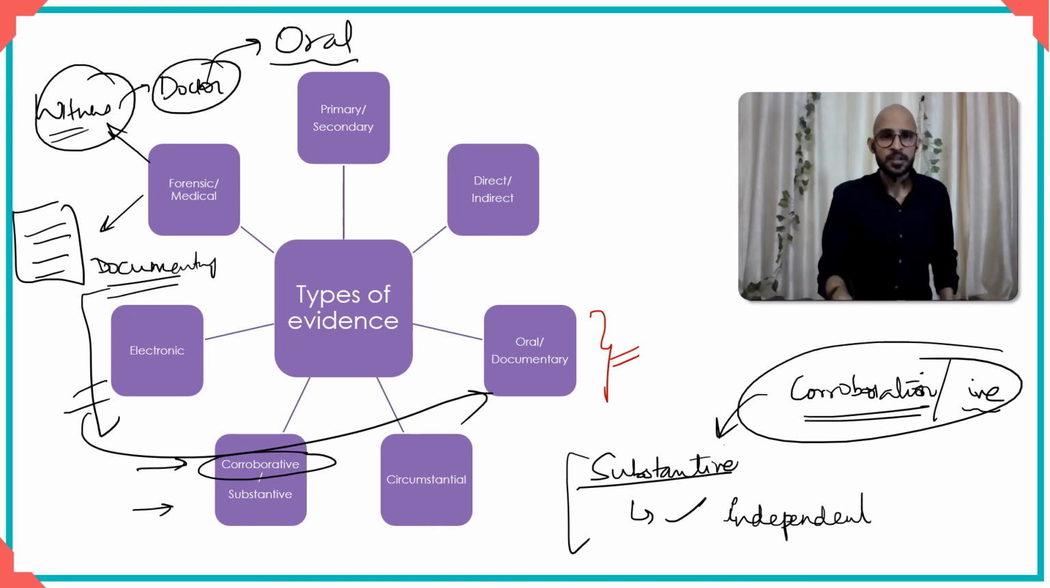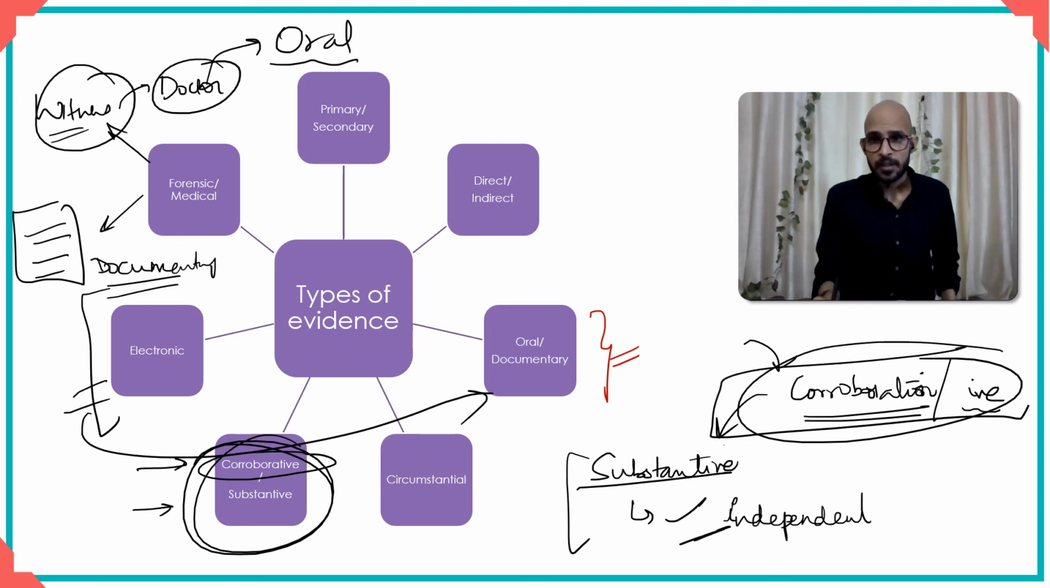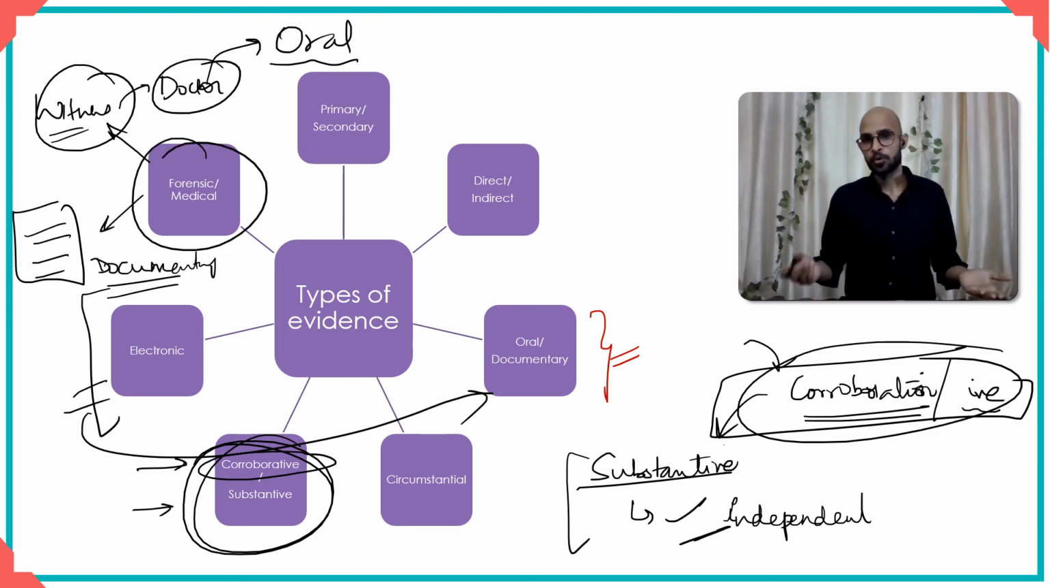So as you see, whether it is substantive or corroborative, if a witness now comes and gives a piece of evidence that can stand independently, it is oral. If there's a document, it can be written. Similarly, corroborative evidence can be either oral or documentary, depending on whether it comes through a witness or whether it comes through a document. Similarly, forensic evidence can be either oral or documentary. So you get the idea. We have various types of evidence, yet each of these types is ultimately either oral or documentary, because it comes to the court either in the form of a witness or it comes in the form of a document.